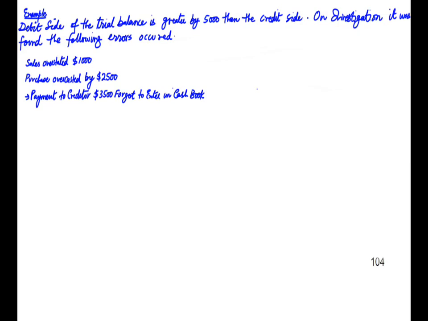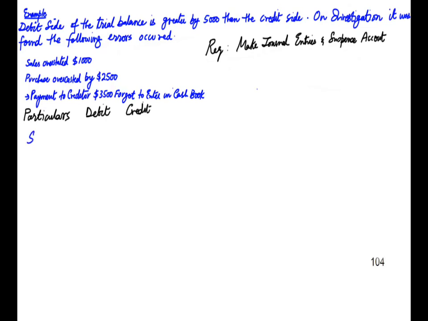This means we have recorded one side of the transaction, but we have not recorded the other side. A payment to a creditor was forgotten to be entered in the cash book. We have debited the supplier account, but we forgot to credit the bank account. Now what is the requirement here? The requirement is to make journal entries, meaning debit, credit, journal, and suspense account. Whenever we make a suspense account, we also need to clear that suspense account. Now I am making journal entries for these transactions.